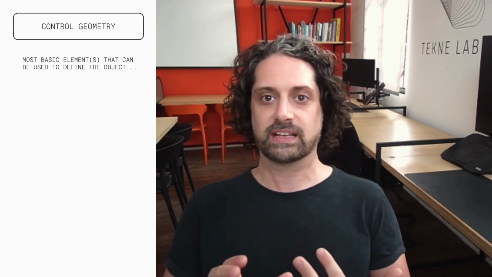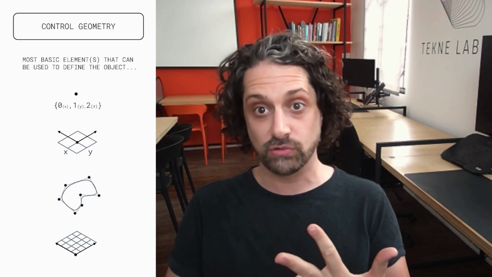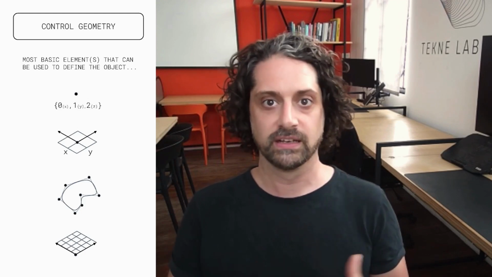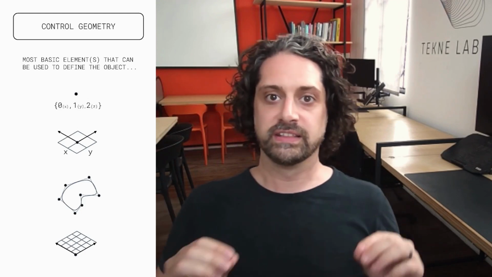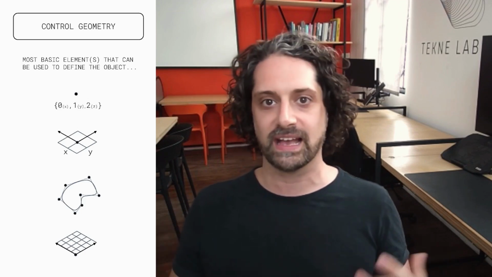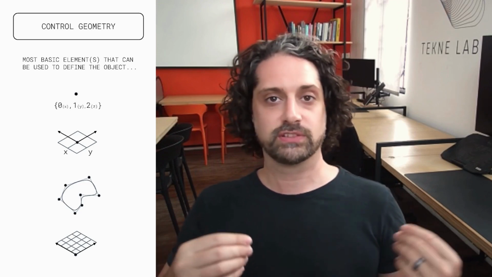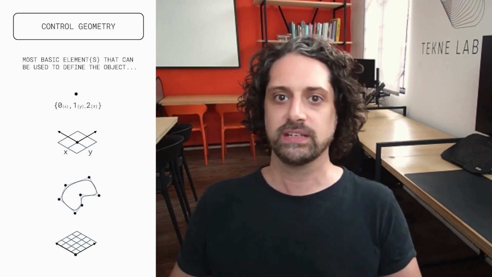Number two is our control geometry. Think about the most basic geometries that can be used to define the object. This should be no more complex than a point, a plane, a line, a grid, or a curve, or a polyline, or combinations thereof. This will be your base or your control geometry from which everything else hangs off. Starting with a surface or a solid is inevitably going to lead to a heavy script, so we need to start off simple.